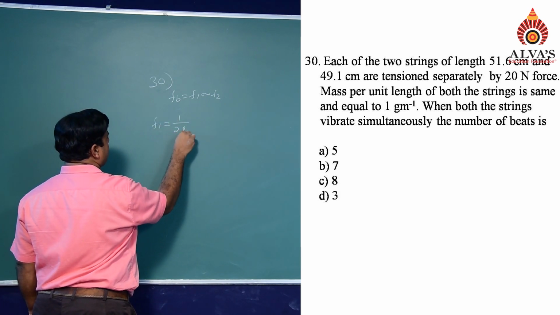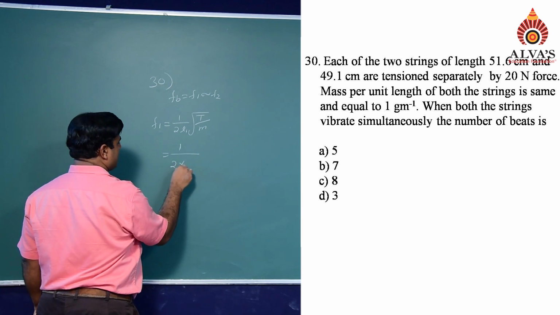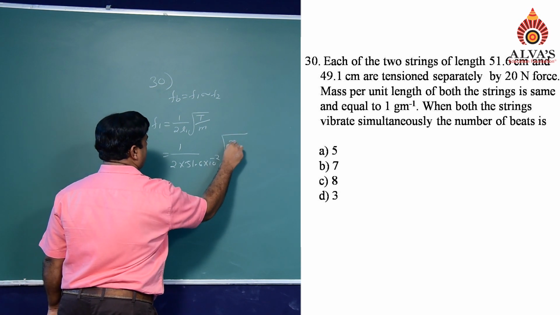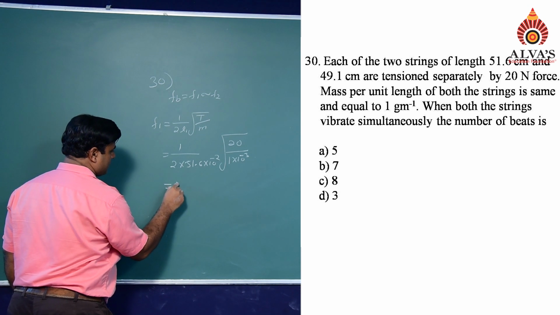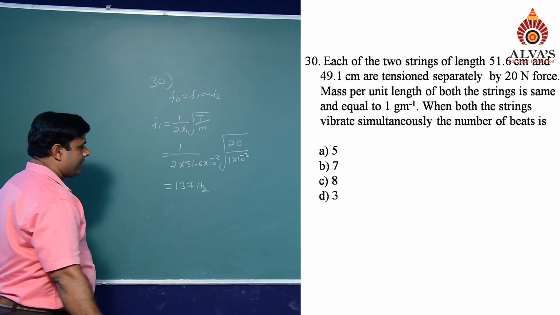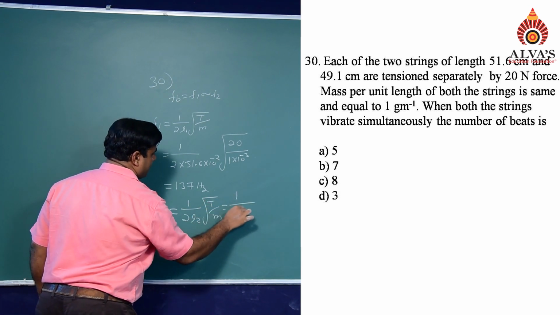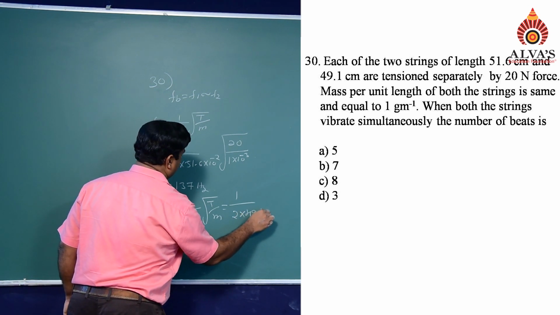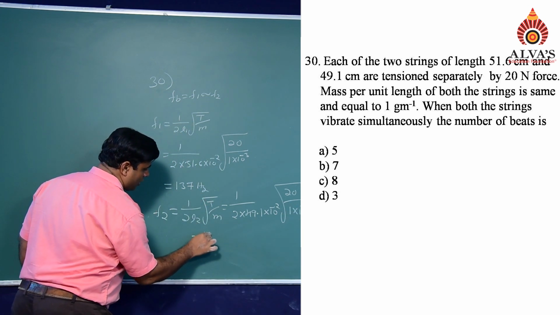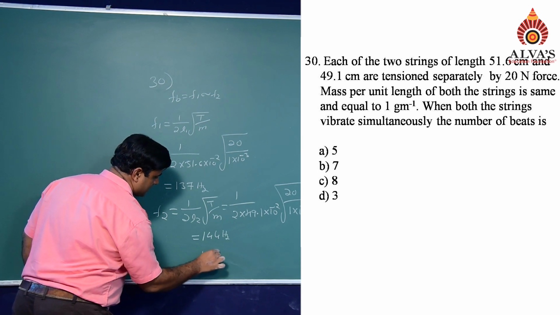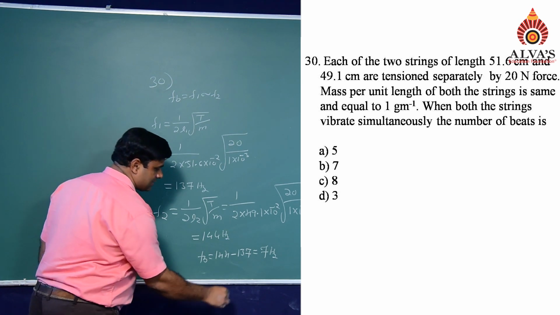F1 is 1 divided by 2L into root of T by M. Length is L1. 1 by 2 into the length of the first string, 51.6 into 10 to the power minus 2. Tension is 20 Newton. Mass per unit length is 1 into 10 to the power minus 3 kilogram per meter. This comes equal to 137 hertz. Frequency of the second string F2 is 1 by 2L2 root of T by M. 1 by 2 into length 49.1 into 10 to the power minus 2. Tension 20, mass per unit length 1 into 10 to the power minus 3, which comes equal to 144 hertz. So, beat frequency is 144 minus 137, which is equal to 7 hertz. So, the answer is B.